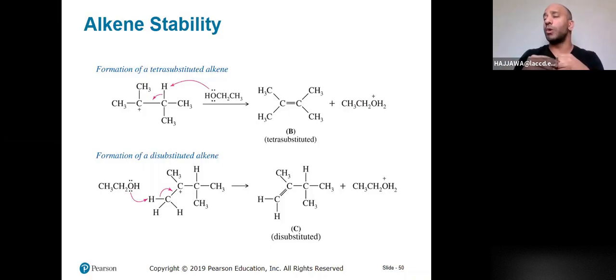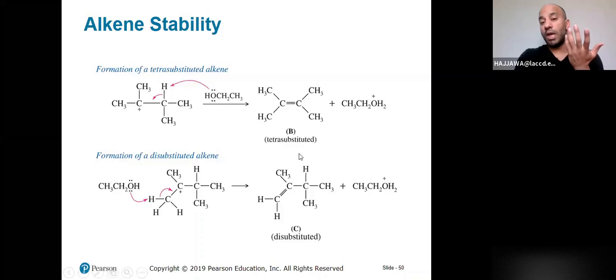Next would be the trisubstituted. Next would be the trans disubstituted. Next would be the geminal disubstituted, and then the cis disubstituted. And the monosubstituted will be less stable than the disubstituted, and the least stable form of alkene will be ethylene, CH2 double bond CH2. So the disubstituted will be less stable than the tetra, therefore it will be the minor, while the tetra will be the major outcome.